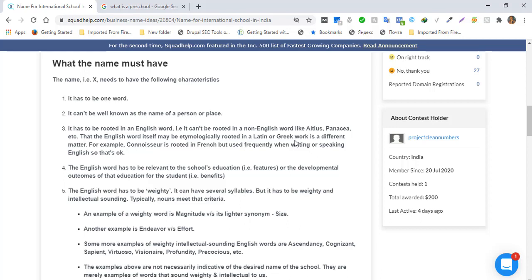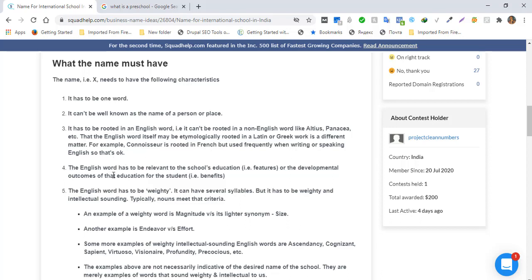Understand? Take for instance ciao, which is goodbye, bye is a French word if I'm not mistaken. So it's rooted elsewhere, but it is used in English. Find it in the English dictionary and stuff like that. So it might have its roots in Latin or Greek. Work is a different matter. For example, connoisseur, exactly like what I'm saying, is rooted in French, but used frequently when writing or speaking English, so it is okay.